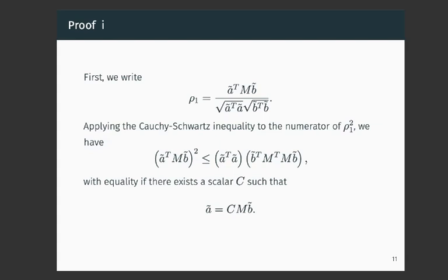If we look at what the Cauchy-Schwarz inequality says, it gives us an upper bound for the square root of the numerator. We see that the square root of A tilde transpose times M times B tilde is less than or equal to the square root of A tilde transpose times A tilde times B tilde transpose M transpose M B tilde. We also know that there's equality between these two quantities if A tilde and M times B tilde are collinear, or in other words, if there's a scalar C such that A tilde is equal to C times M times B tilde. We're going to use this result in a minute.